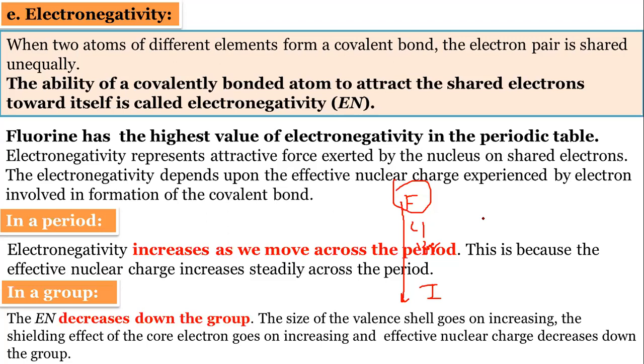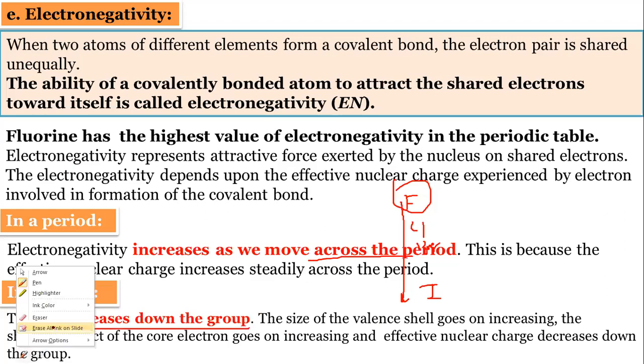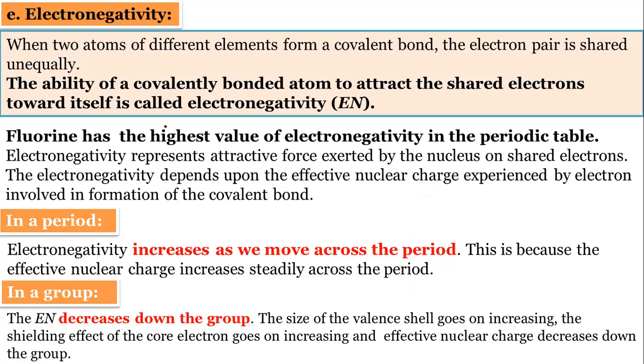आयोनायझेशन एनर्जी व्हॅल्यूज also decrease from top to bottom. Ionization energy values also increase across the period. This is the same with electronegativity. बघा, it increases as we move across the period आणि decreases down the group. कळलं का हे? सो दीज आर द ट्रेंड्स.